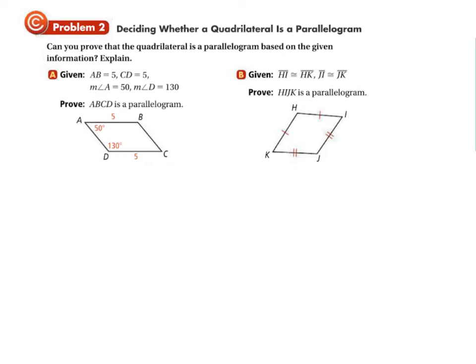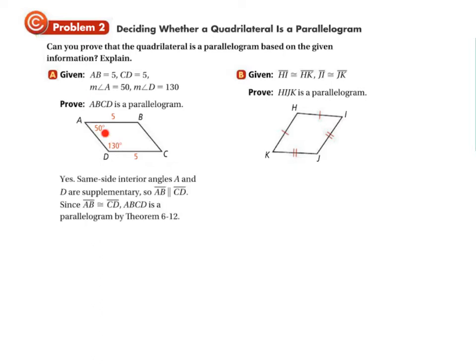But as it turns out, because these are supplementary, and the only way that these consecutive angles are supplementary is if these two sides are parallel, we know that side AB is parallel to side DC. Same side interior angles are supplementary. And we also know that the opposite sides are the same length. So based on that last theorem, we have one pair of sides that's both parallel and congruent. So we can say by theorem 6-12 that that's a parallelogram.